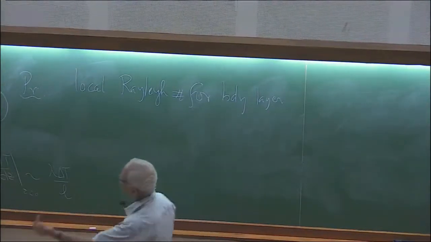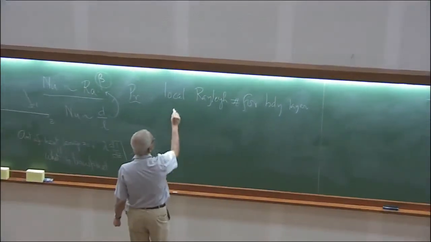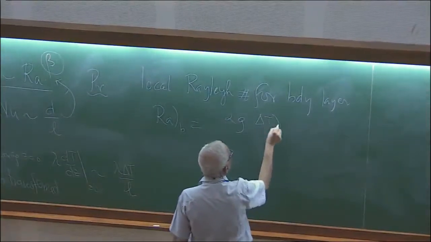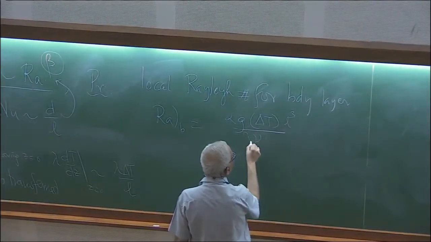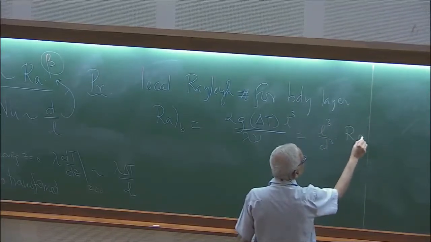The overall Rayleigh number is defined by Ra equal to alpha g delta T d cubed over lambda nu. That's the Rayleigh number that one is. But there is a local Rayleigh number in this boundary layer over here. That has to be Ra_B, which is alpha g delta T times L cubed divided by lambda nu, which is equal to L cubed over d cubed times Ra.